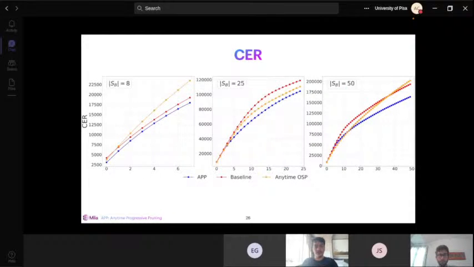Okay, so here we can see the CER plot, how it changes across different sequence lengths. From left to right, the left one is for 8 megabatches, the middle one is for 25 megabatches, and the right one is for 50. This is for CIFAR 10, and you can see the blue line, which is for APP, is consistently lower in terms of CER as compared to the red and the gold line, which represent baseline and anytime OSP respectively.